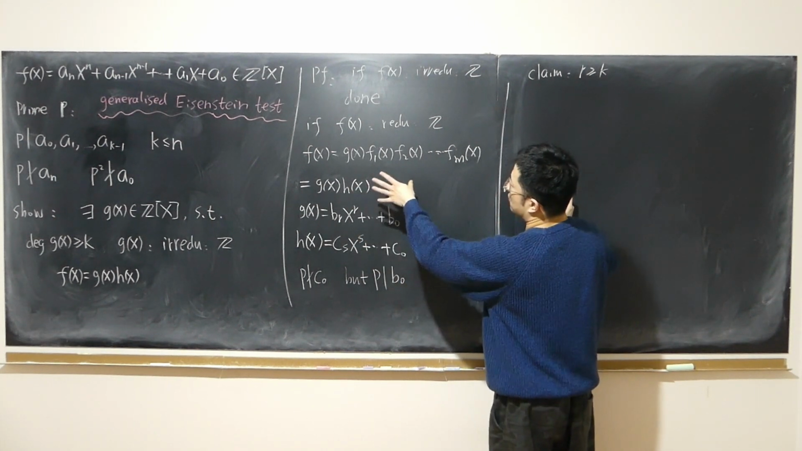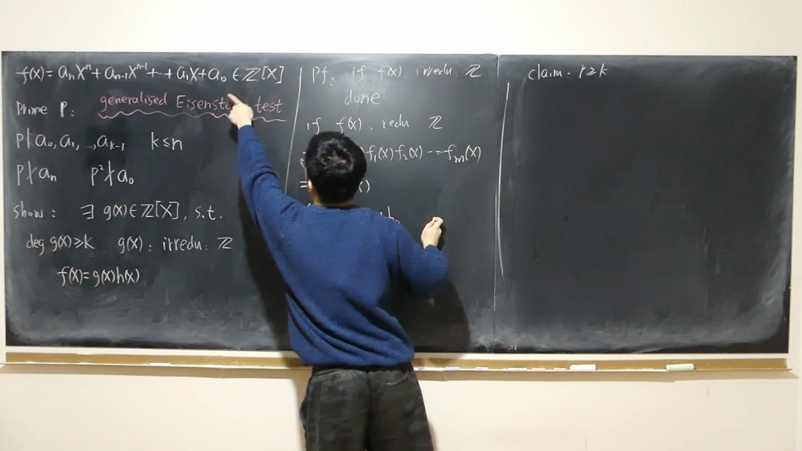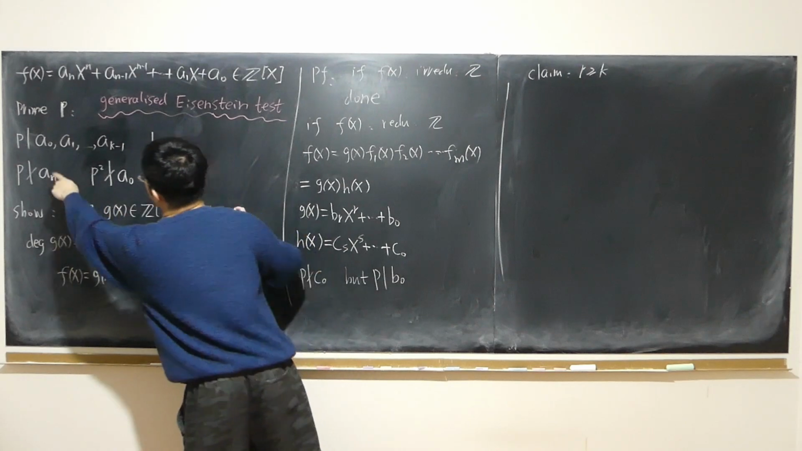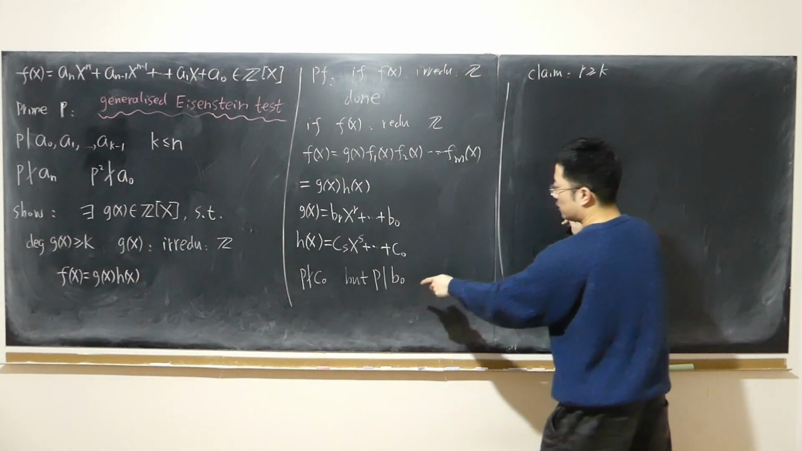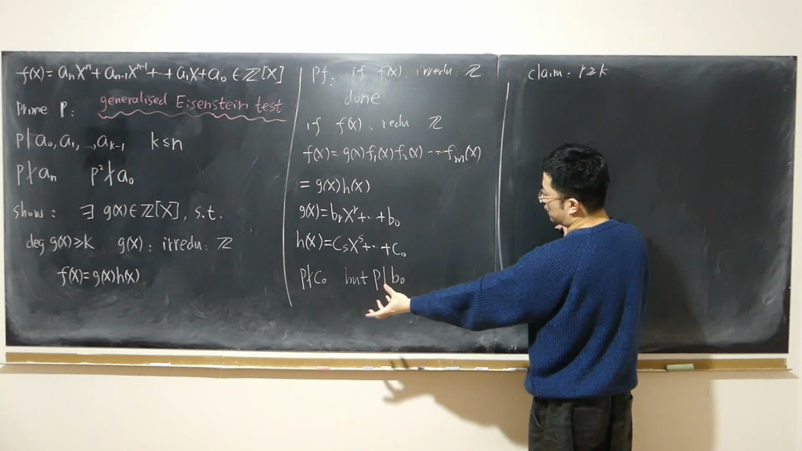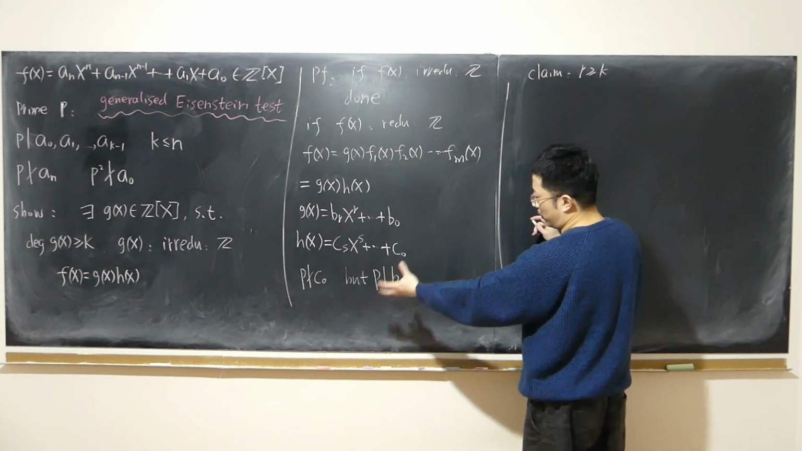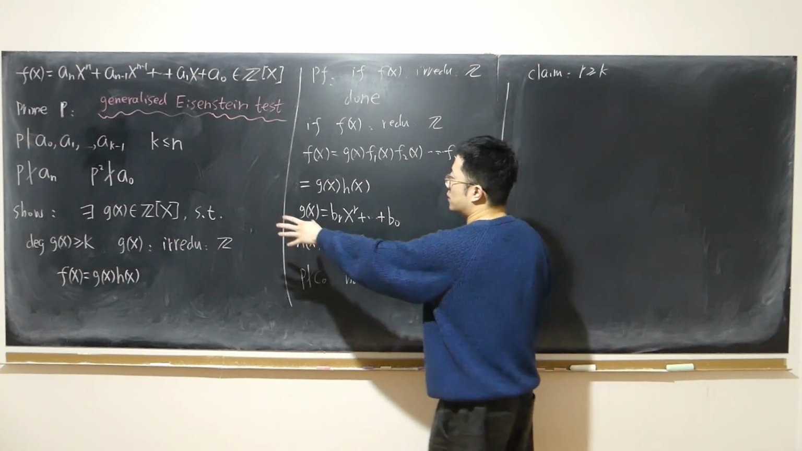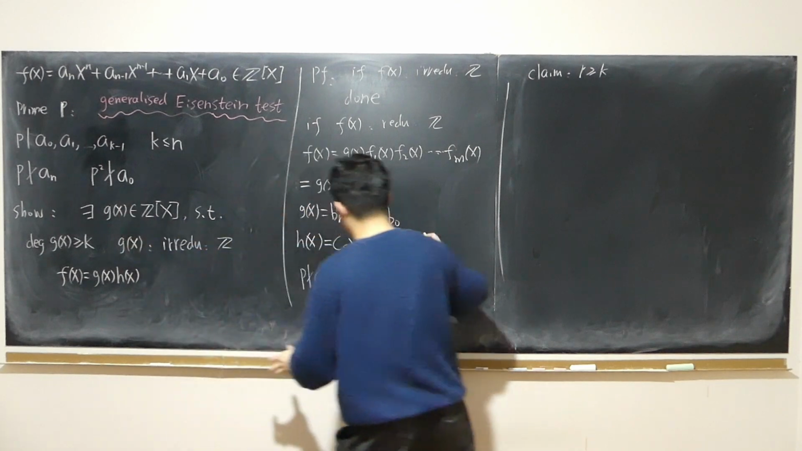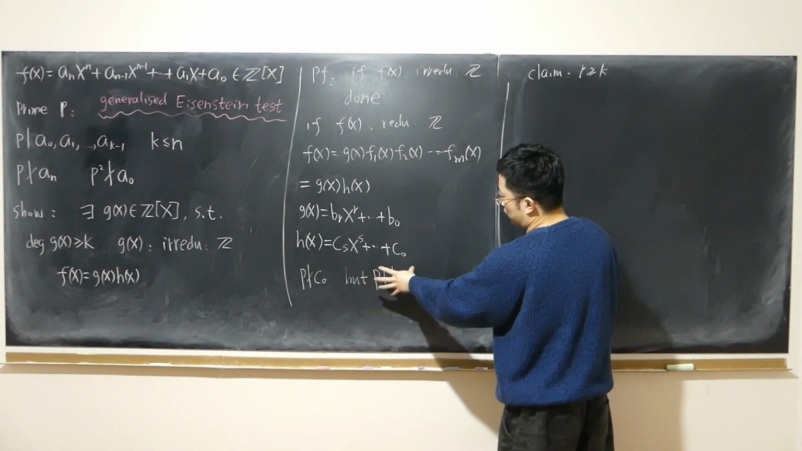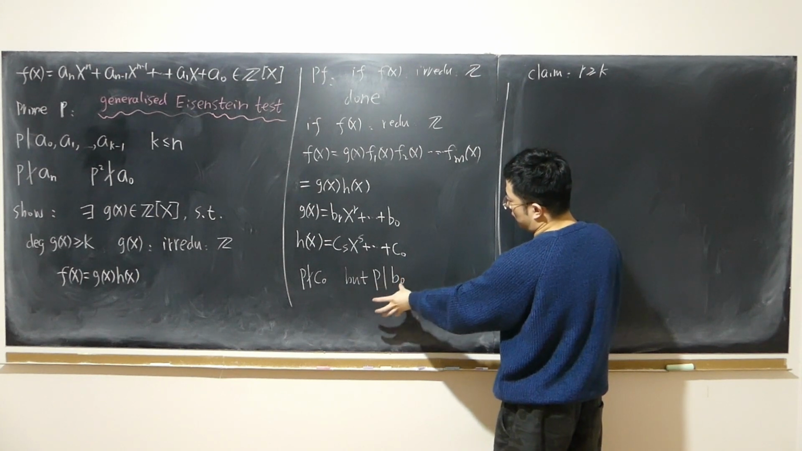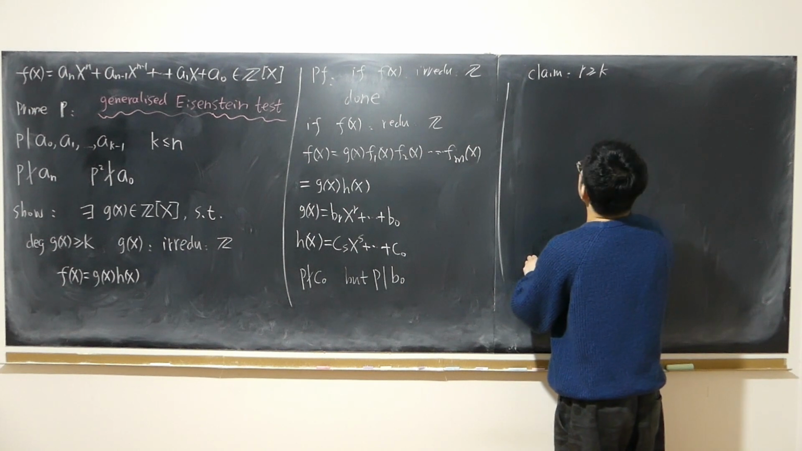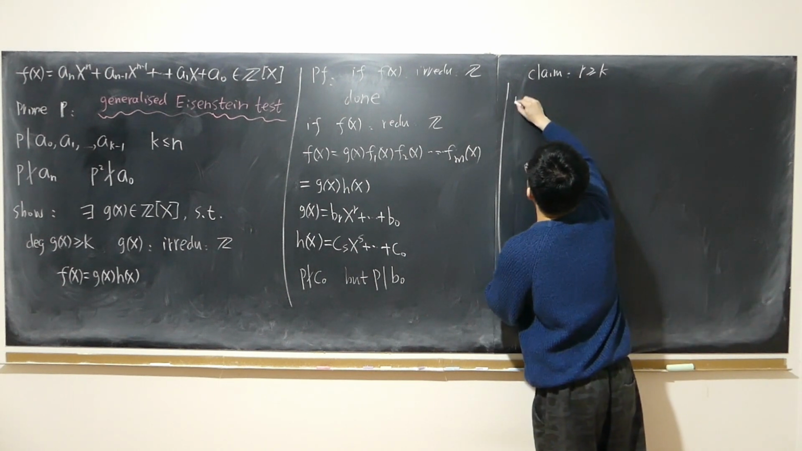say that the constant term a naught must be written as b naught times c naught. Since P divides a naught, P either divides b naught or c naught, or both, but that cannot happen, because P squared doesn't divide a naught. Therefore, it only divides one of them. Without loss of generality, we say it divides b naught but doesn't divide c naught. So here's our claim. Otherwise, prove by contradiction.